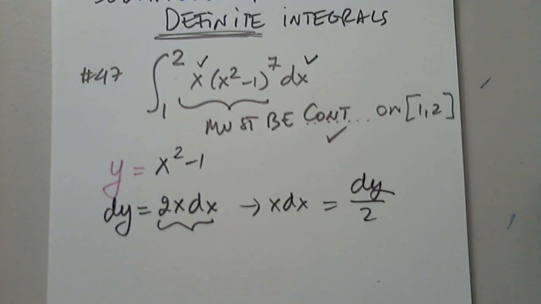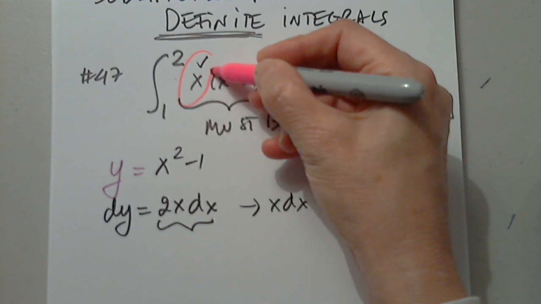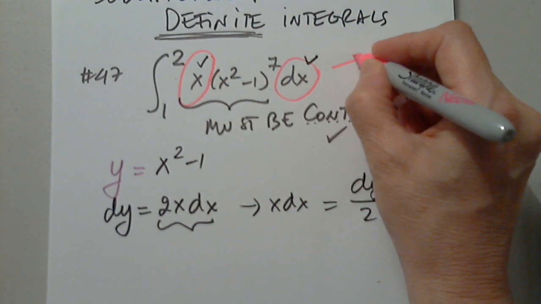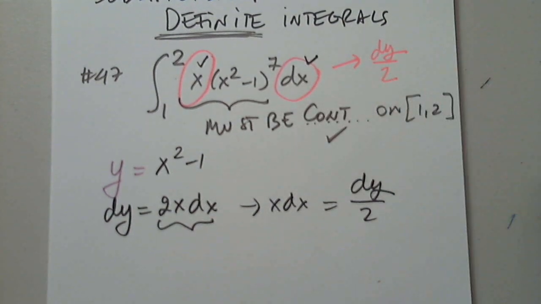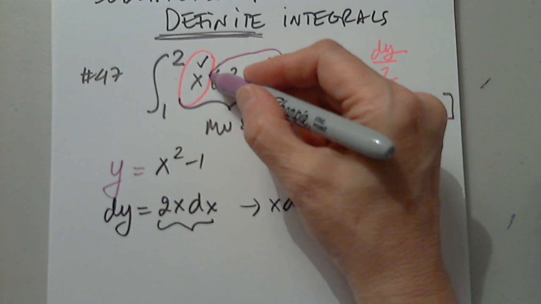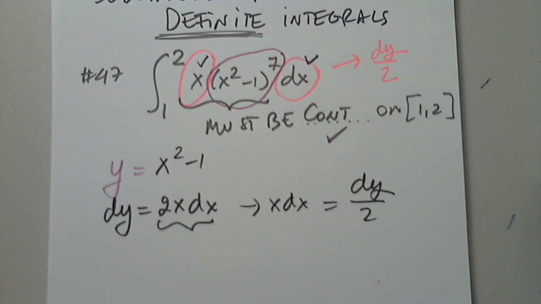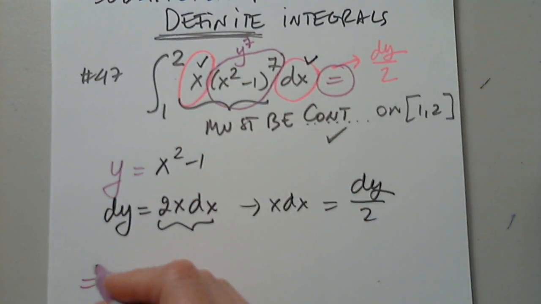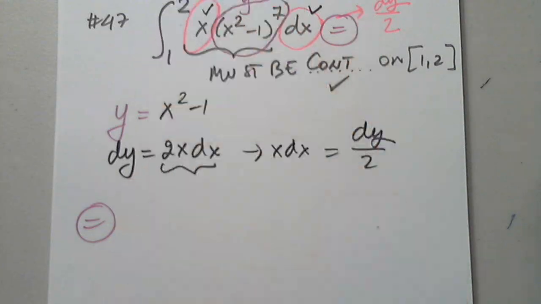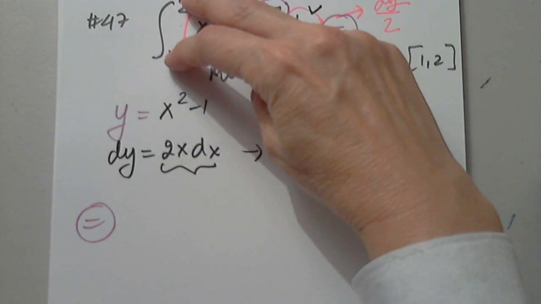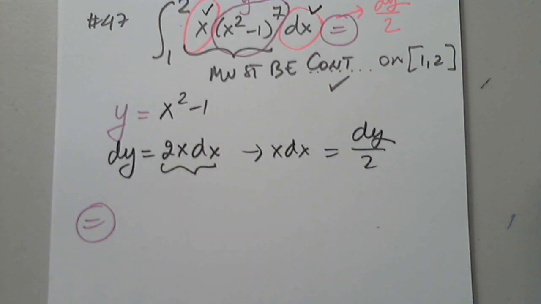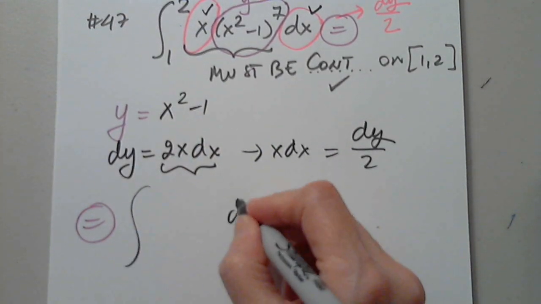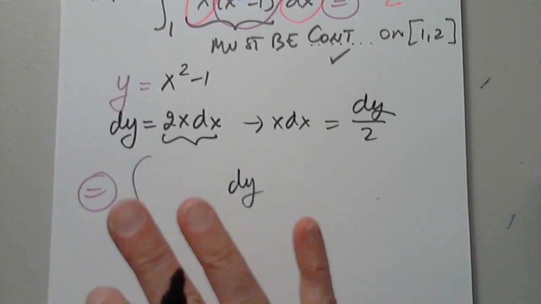So for now, this piece, this times this, will be replaced by dy over 2. Awesome. Now, what will this be replaced by? y to the 7th. So now, I jump over all this and continue here. Do not copy the limits of integration. The limits of integration are for variable x. We are going to write an integral in y with dy. They cannot be the same.